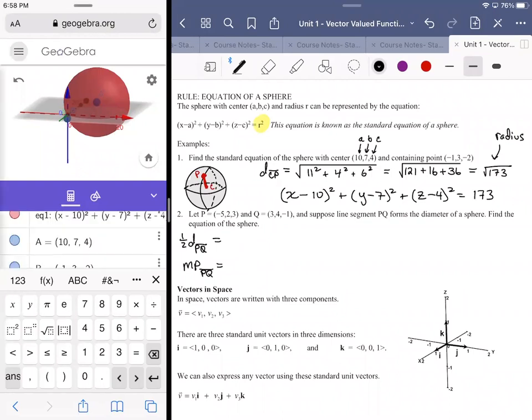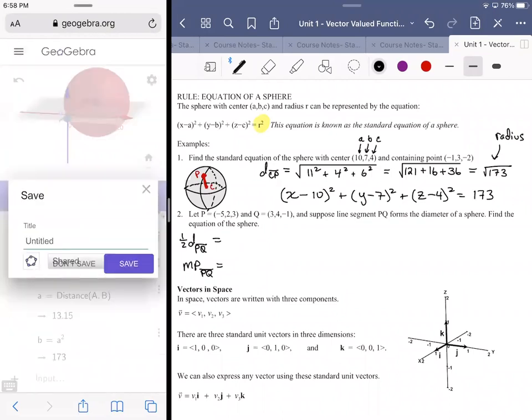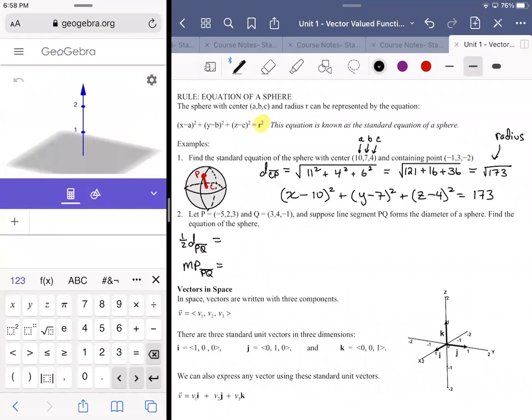All right. So what I'll do here, I'll just clear all that stuff. Nah, I'm not going to save it. I'll pop in my two coordinates, -5, 2, 3. It automatically calls it A. So P, Q, A, B, whatever. I can change it to P and Q if I want to be particular about it, but I'm not that set in my ways yet. 3, 4, -1.